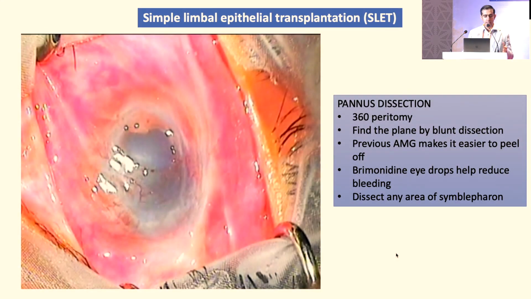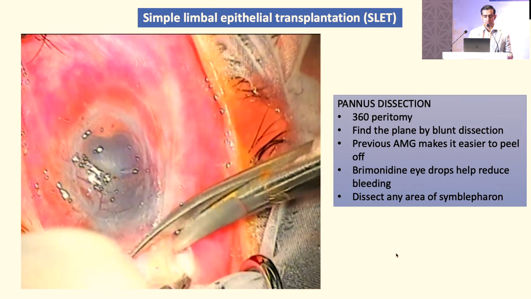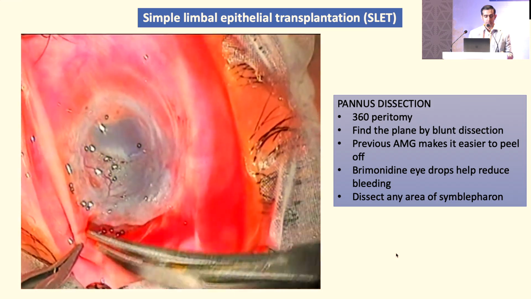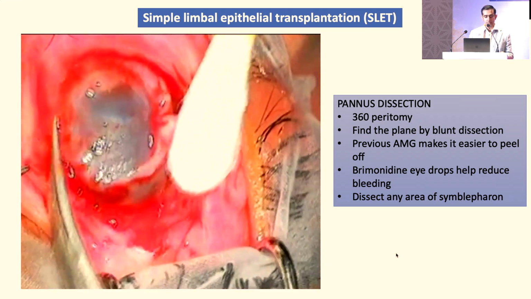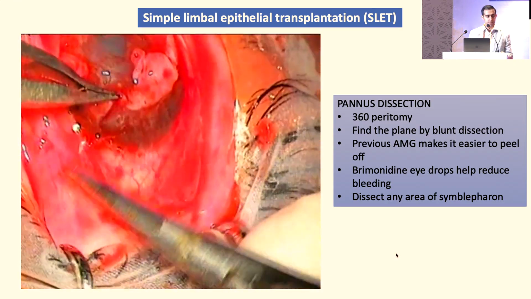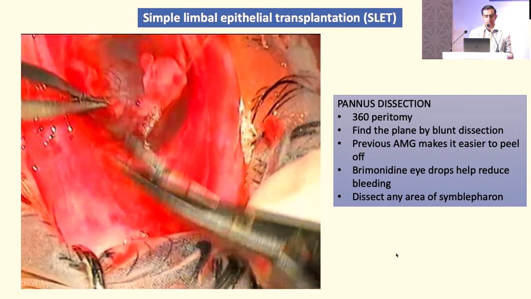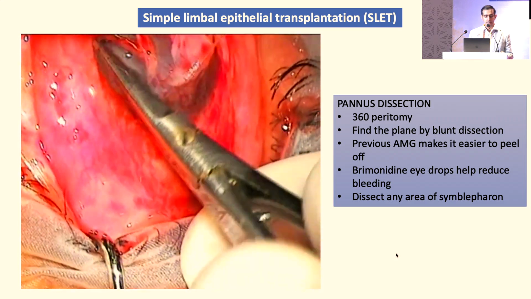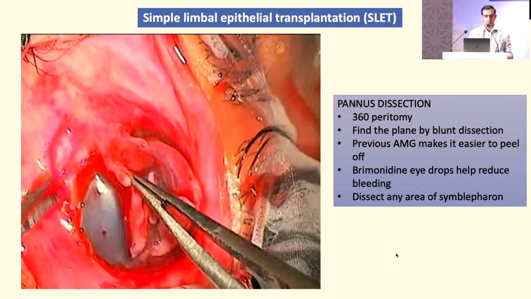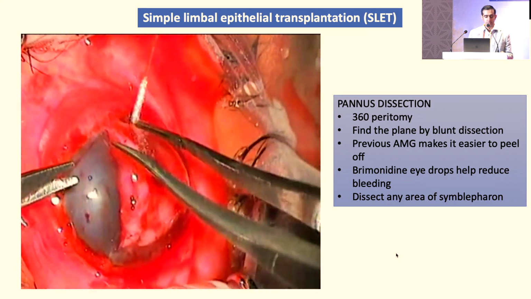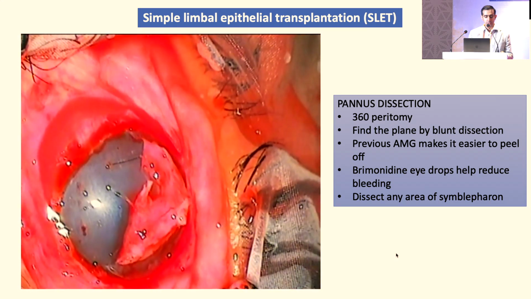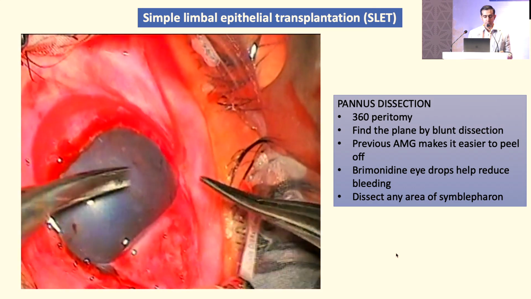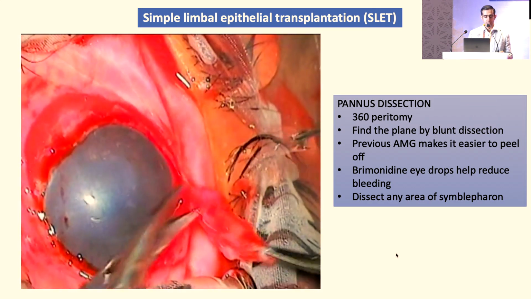Following this, SLET has been discussed. It's a very good way to re-establish a non-keratinized epithelium once the initial insult has been taken care of by the AMG. You can see here you do a 360-degree conjunctival peritomy. Once you've done an AMG prior, then you get a cleavage plane, and it's easier to dissect this out and peel it off the surface, and then you'll get a much better visualization below this to go ahead with the SLET. Dissect off any areas of symblepharon, cut off the sutures, and then remove this entire membrane.